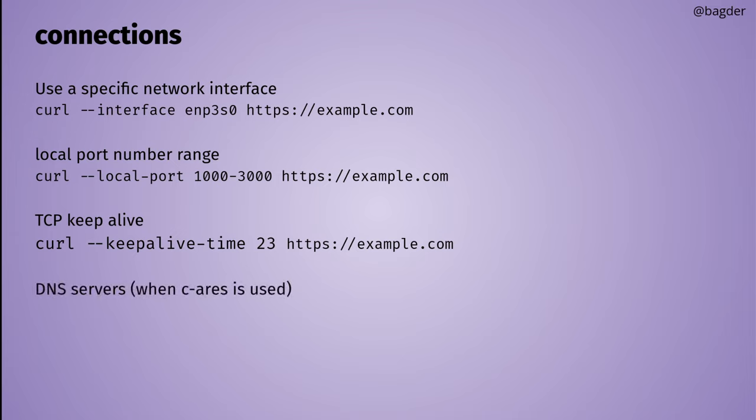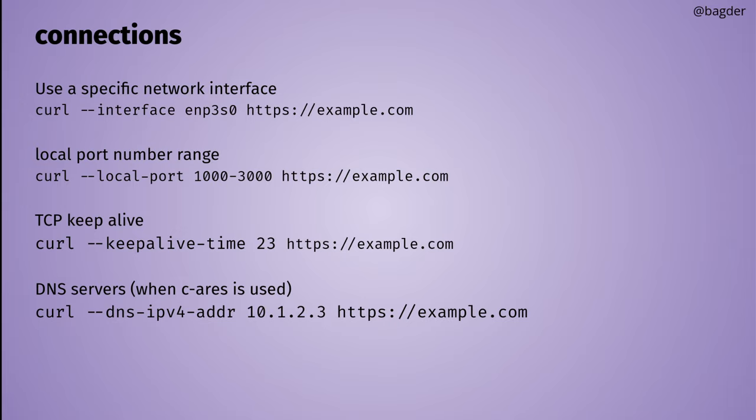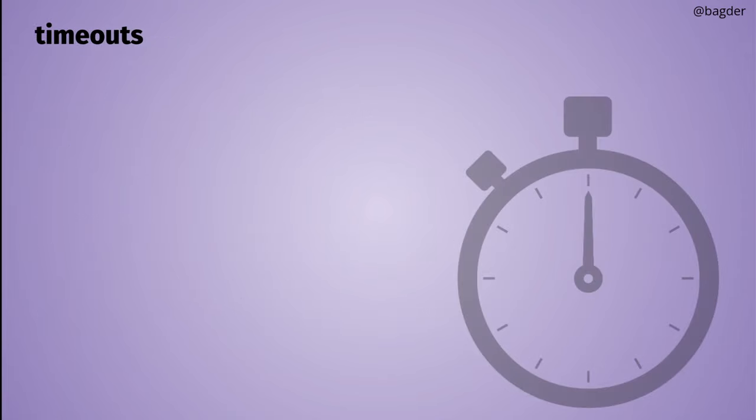And why not use your own custom DNS server? This, of course, works if you build curl with c-ares, which I'm afraid to say most people don't. But if you do, you have the option to say, I want to use that particular DNS server when I resolve the hostname, and not the one that I would otherwise use. That's also a way to be creative for particular use cases.